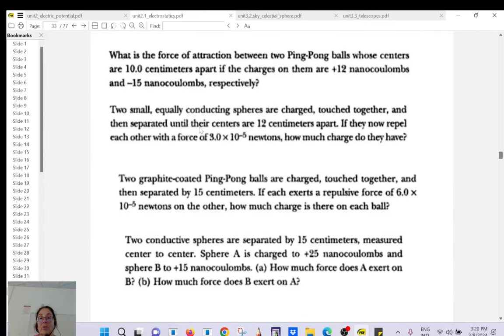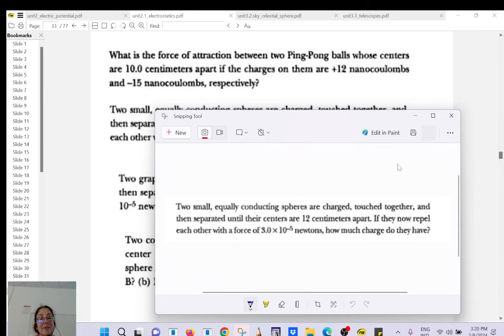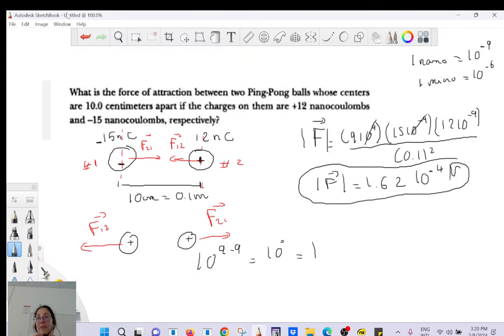Okay, let's do this one. Ooh, that's algebra. Yay! Let's do algebra. So you can help each other. It's a nice review for math.